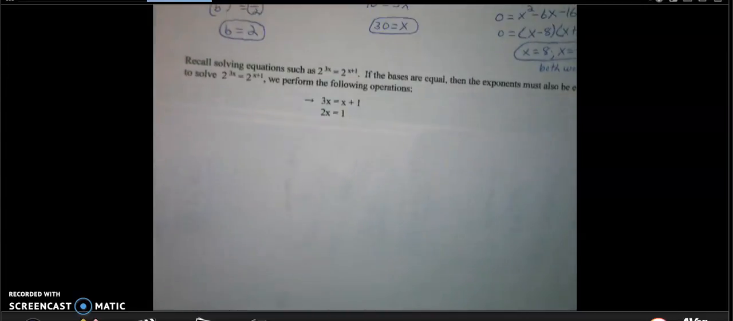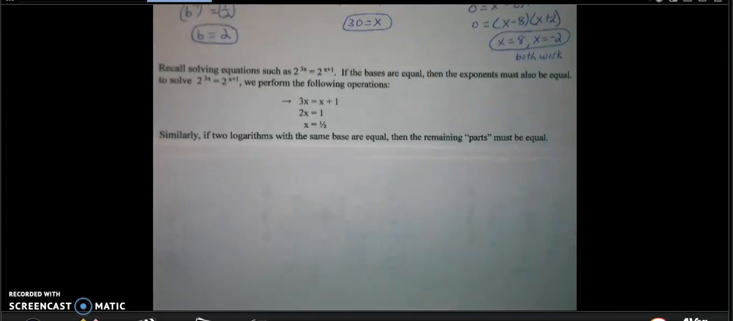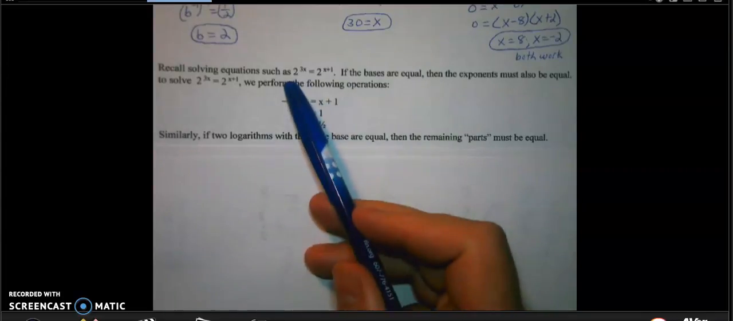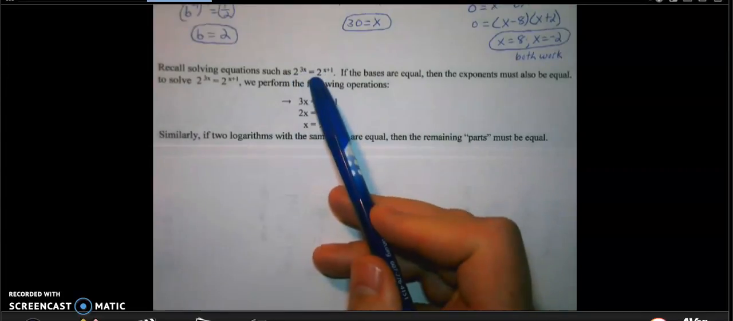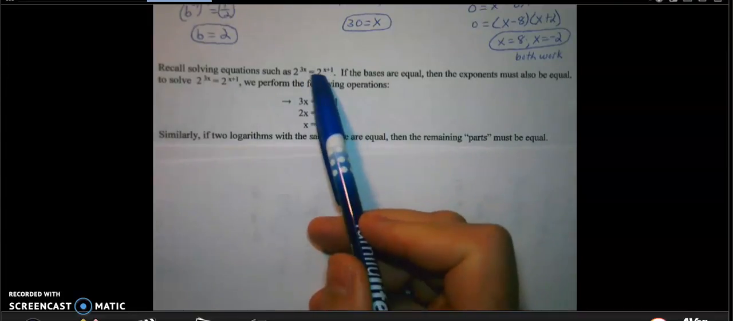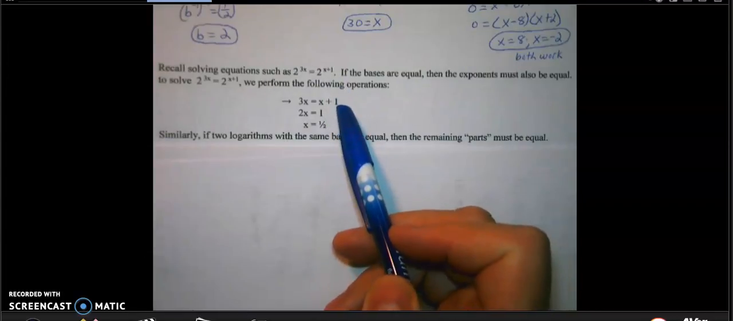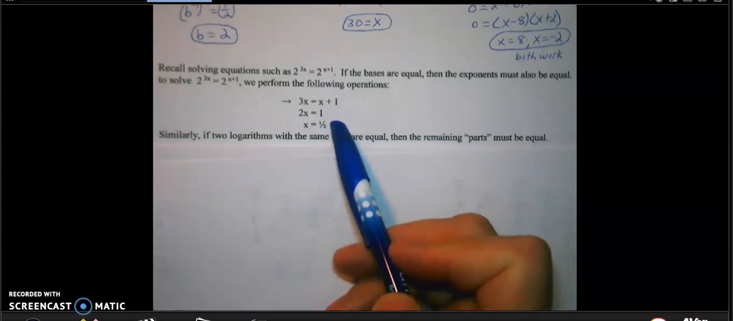Next thing we'll look at, we recall that solving equations such as 2 to the 3x equals 2 to the x plus 1, the idea there being if the bases are equal, so they're both 2, it means that the exponents must also be equal. So that looks kind of complicated when you first look at it, but if the bases are equal, then the exponent must equal the exponent. So 3x equals x plus 1, and you go through and solve that.